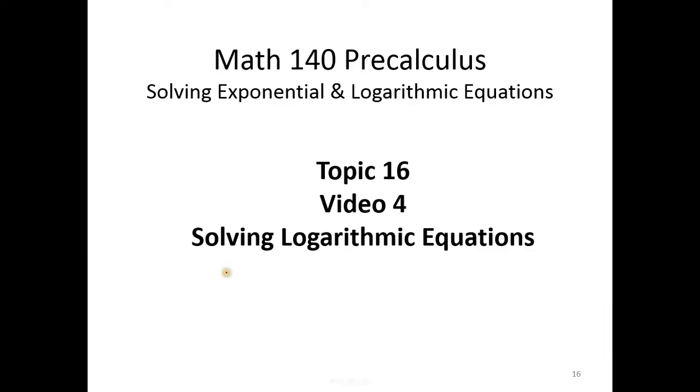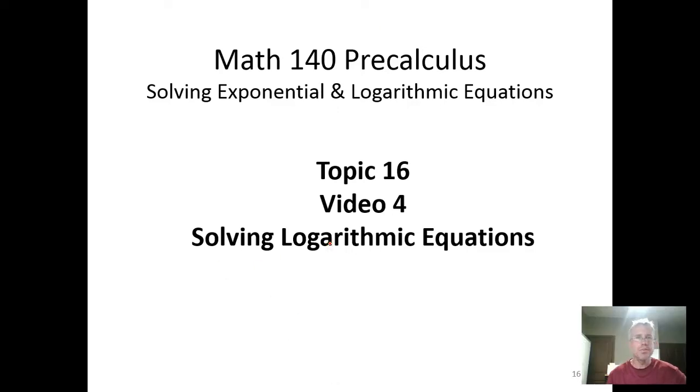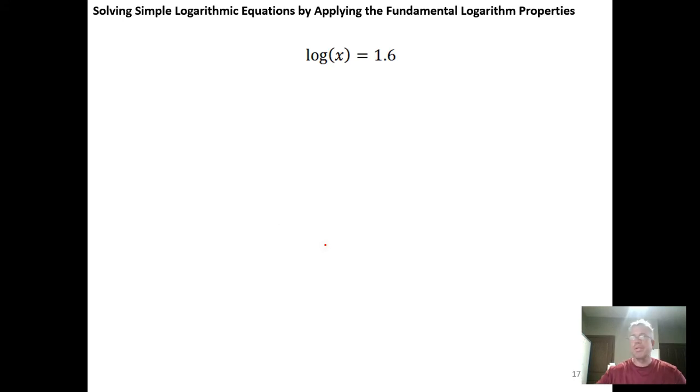So in this video we're going to focus on solving logarithmic equations. So we're going to start with a very simple logarithmic equation. I'm going to go ahead and rewrite the equation. So we have log base 10 of x equals 1.6.